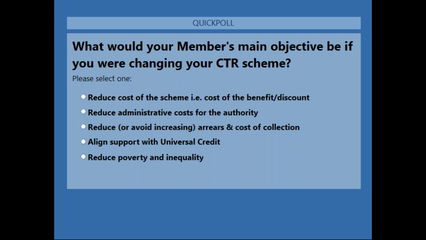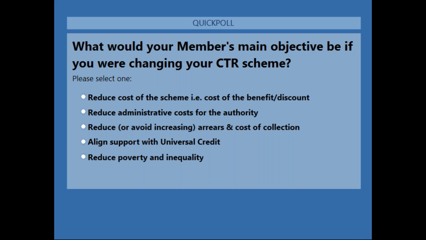Okay, so as I say, the question is, what would your members' main objective be if you were changing your CTR scheme? And the options that you have, 5 options, and please choose just one. Would your members want to reduce the cost of the scheme, i.e. the cost of the benefit?